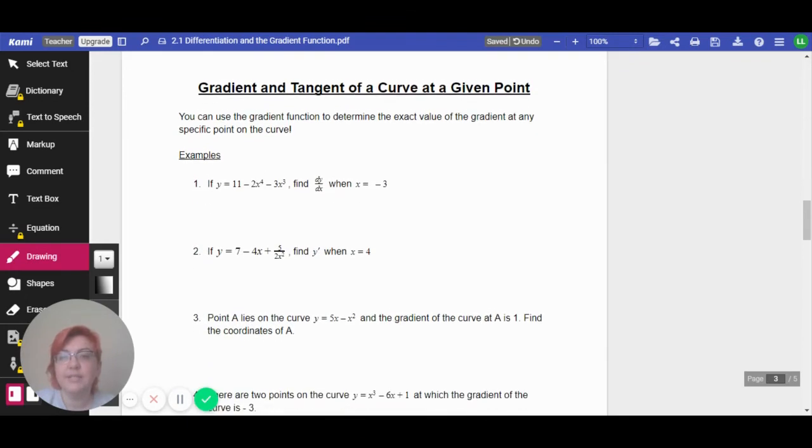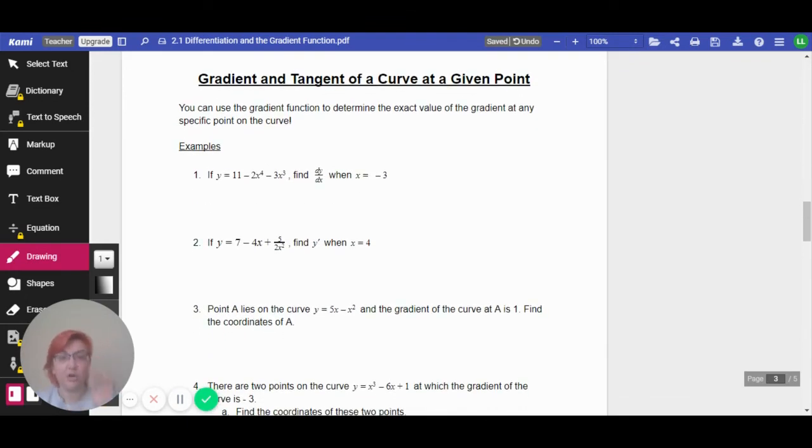The gradient and tangent of a curve at a given point. So we're going to use this function to determine the exact value of our gradient at any specific point on the curve. Basically, we're going to plug in x. So step 1, find your derivative or your gradient function. Step 2, plug in x. Let's check it out.